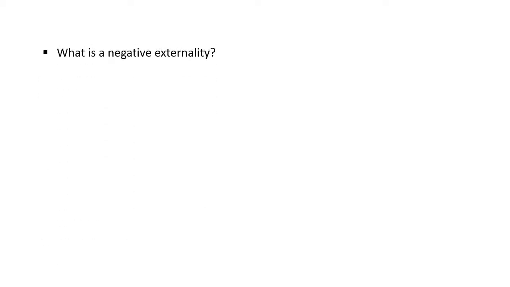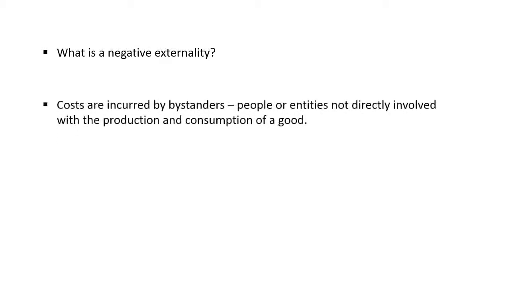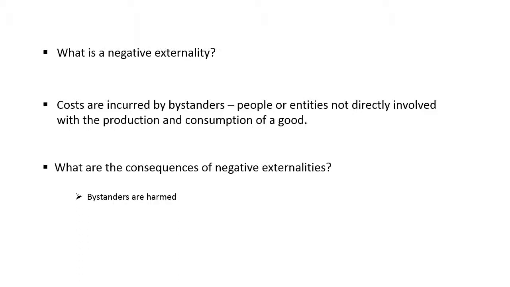So let's begin by defining a negative externality and the consequences of this type of external cost. A negative externality occurs when there are costs incurred by someone other than the producer and/or consumer of a good. In other words, costs are incurred by entities and/or people who receive no benefit from the good being produced. As a result of the negative externality, bystanders may be harmed, and without the careful evaluation of this external cost, the result can be an overuse of the good.